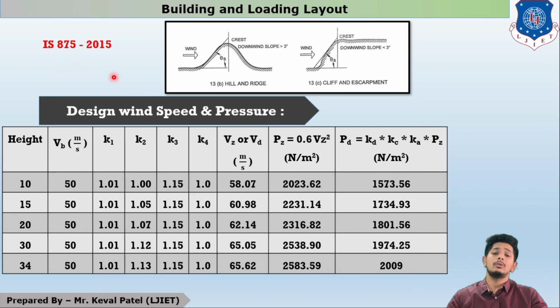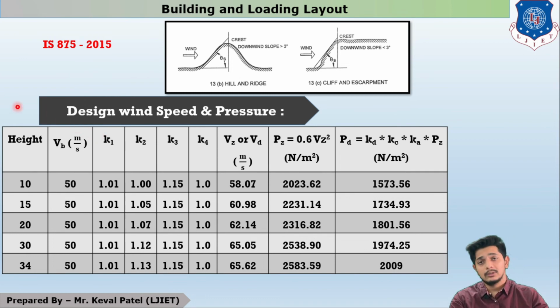One more thing you should understand, that is hill and ridge, and cliff and escarpment. In IS 875 there are two different figures. Hill and ridge is a 3D kind of feature, a mountain in 3 dimensions. If there is a mountain in 2 dimensions, it is generally known as a cliff or escarpment. For cliff and escarpment, the downwind slope is generally considered as less than 3. For hill and ridge, it is considered as greater than 3, as it is in a 3 dimensional area.